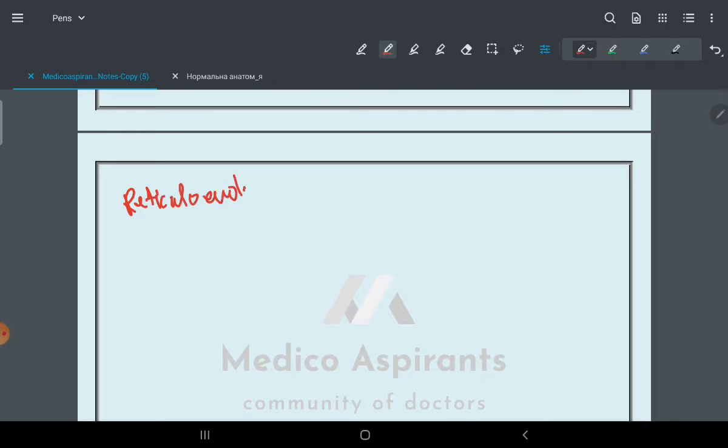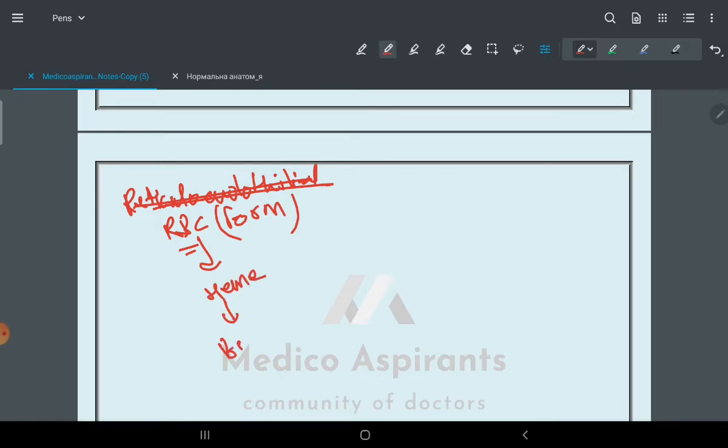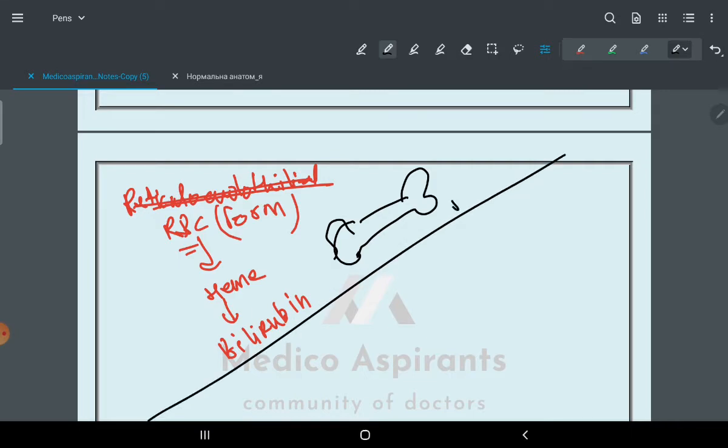Reticuloendothelial cell, simply you remember RBC form. Just let me quickly explain it. RBC further gives heme, and heme degrades to form bilirubin. Everything, where is it formed? In the bone marrow.